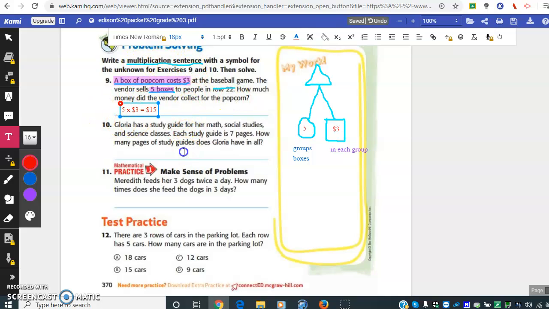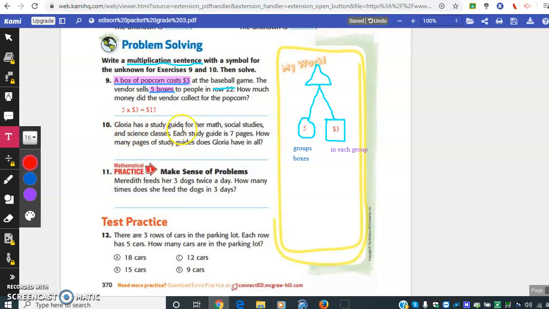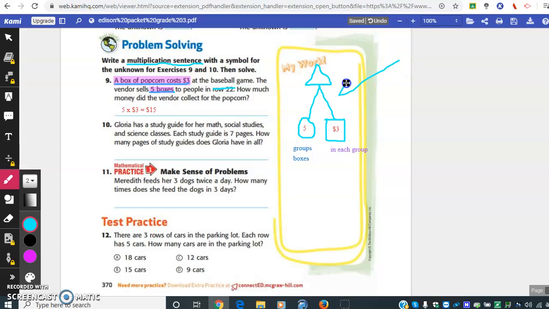The second question says, Gloria has a study guide for her math, social studies, and science classes. Each study guide is 7 pages. How many pages of study guides does Gloria have in all? Okay, this Math Mountain is one way you can solve a math problem that uses multiplication or division, right? That's only one way to solve it. I'm going to choose a second way this time.